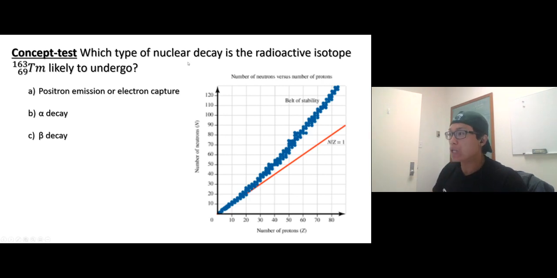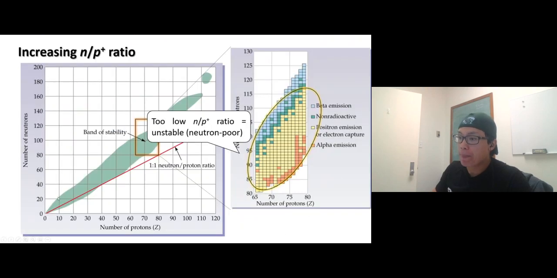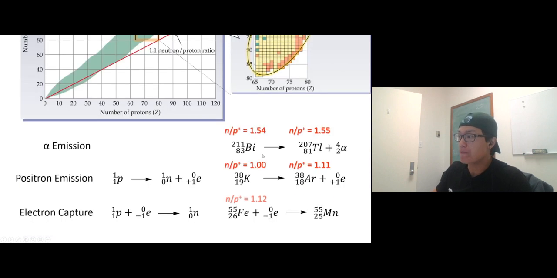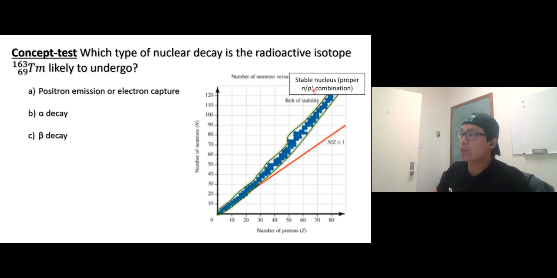Okay, so which type of nuclear decay is the radioactive isotope thallium likely to undergo? Well, before we get into the question, let's do this first. This graph gives you what we plotted earlier to see the neutron per proton ratio. Okay, so this belt right here is called the belt of stability. The belt is just the green one right there. The green ones are those nuclei that are stable enough and non-radioactive. So these nuclei are non-radioactive. They have the proper neutron per proton ratio.